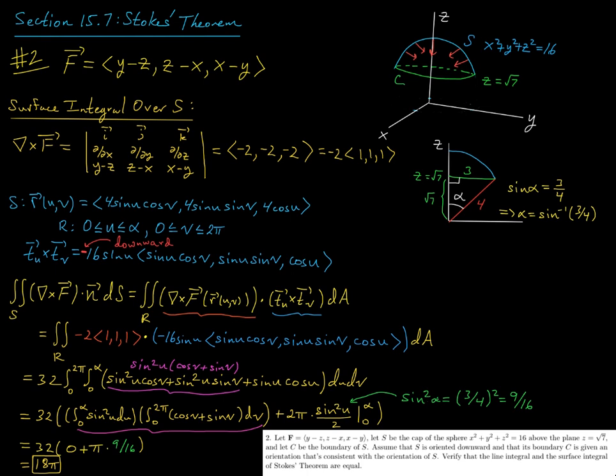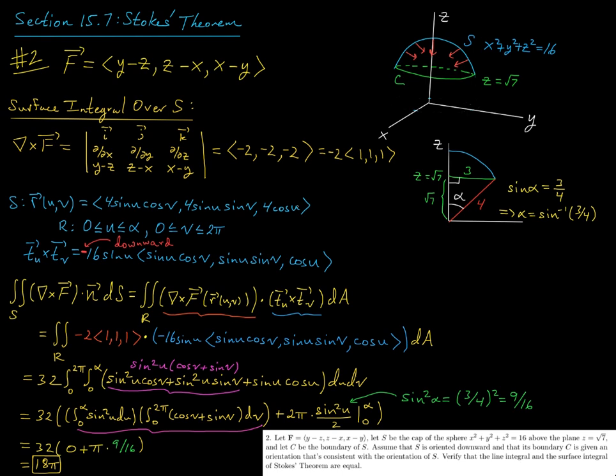Now, what's sine squared alpha? Well, sine alpha is 3/4, so if I square the sine, I'm going to square the 3/4, and that's going to give me 9/16. So when all is said and done, I'm going to get pi times 9/16, and that's all being multiplied by 32, and that simplifies to 18 pi, just as Stokes' theorem promises.